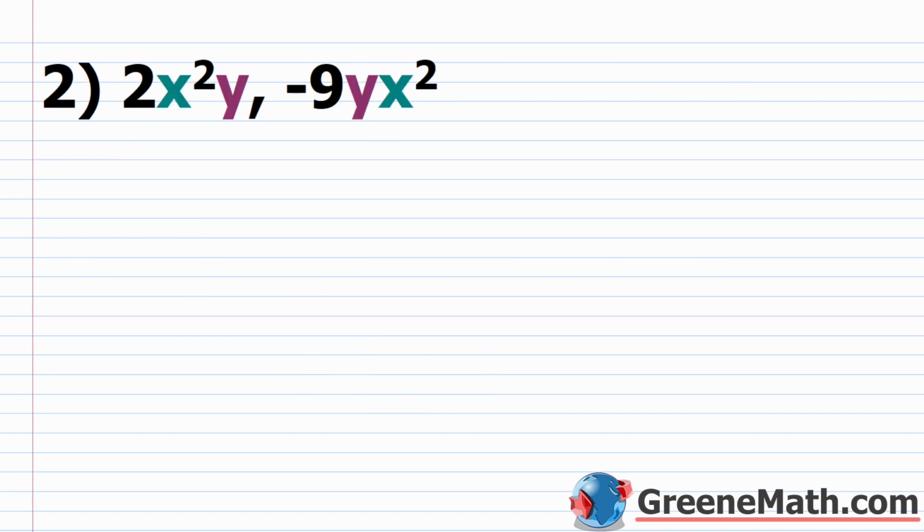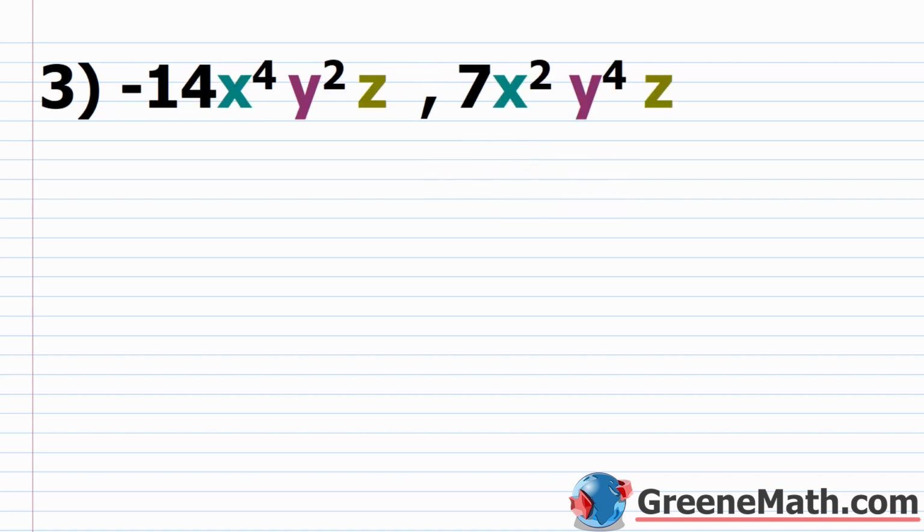For problem number 2, we have 2x squared y, and then we have negative 9yx squared. So again, I'm looking at the variables. Here it's x squared and x squared, and then here it's y and it's y. So it's exactly the same. It doesn't matter that the order is switched. I have x squared y, here I have yx squared. That's completely irrelevant because when you multiply, you can do that in any order. So I could really write this term as negative 9x squared y, and it's the exact same thing. So these are like terms.